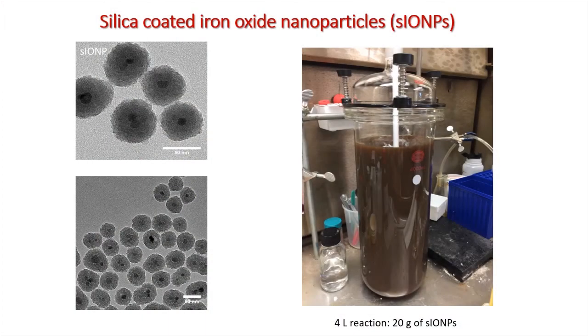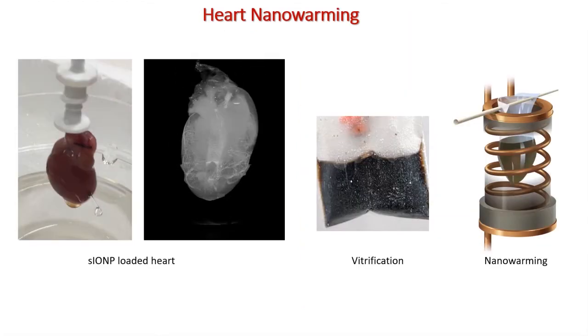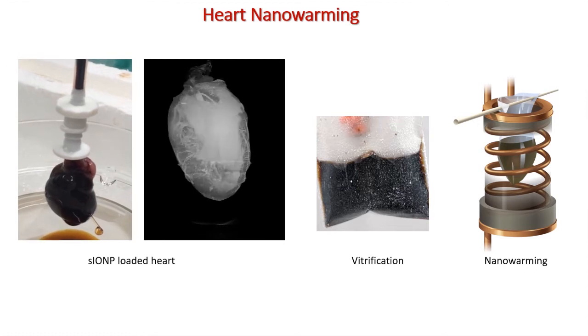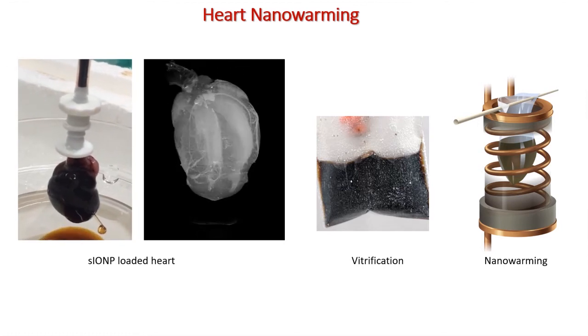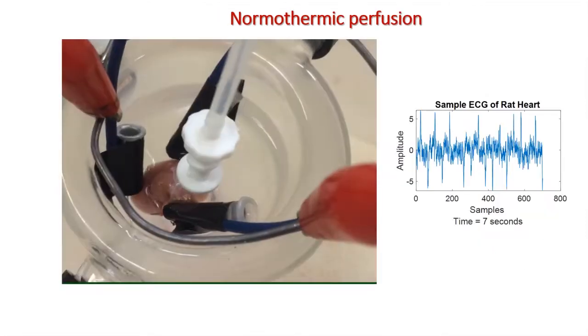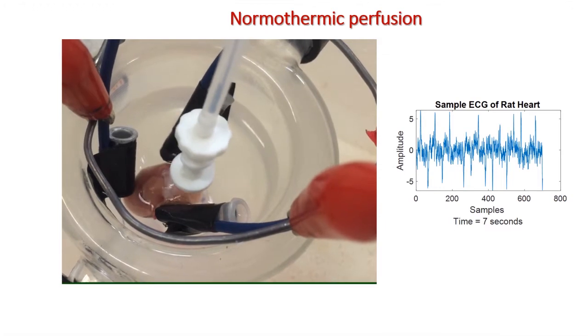We're currently using silica-coated iron oxide nanoparticles for RF nanowarming projects. We're able to scale up the synthesis from 150 ml to 4 liters. The silica-coated iron oxide nanoparticles and cryoprotective agents were loaded into rat hearts and then vitrified in the control rate freezer and rewarmed in the RF coil. We're able to perform normothermic perfusion and record ECG for beating heart.